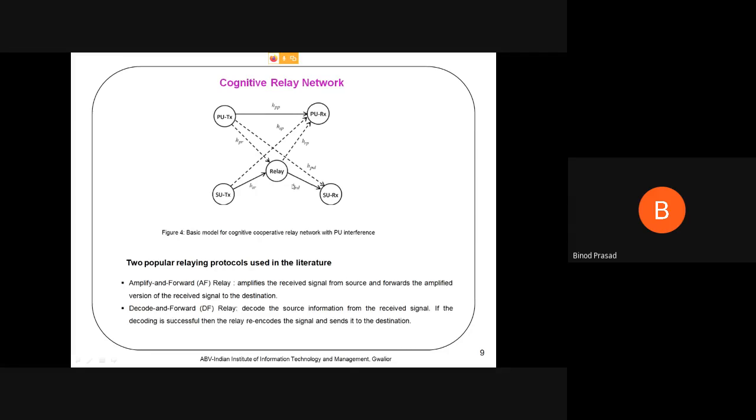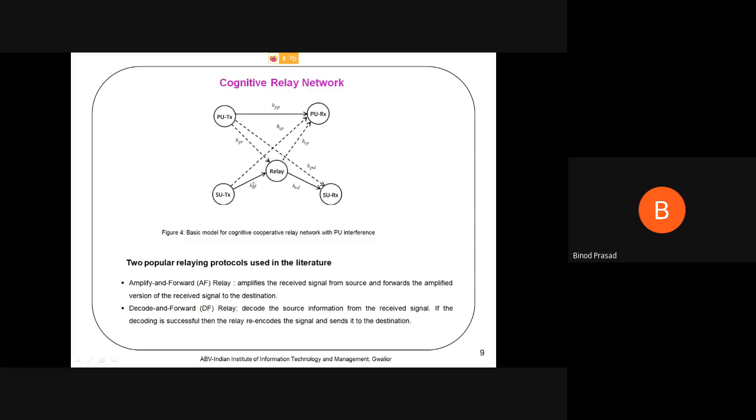Now, there is another scheme that is called decode and forward. That scheme says that the relay will decode the signal first, because the relay may have a certain kind of threshold, and based on that threshold, it will decode. If it is able to successfully decode, it will forward the signal to the destination. If it is not able to decode, in that case, the signal will be dropped.